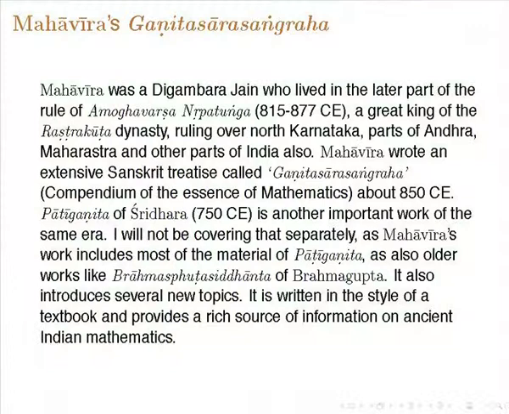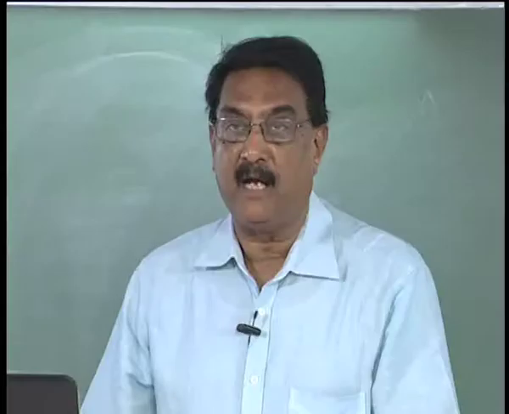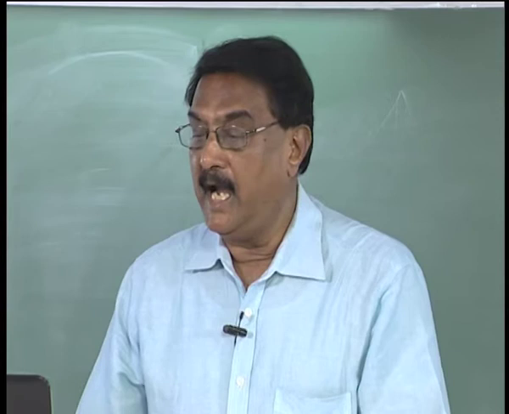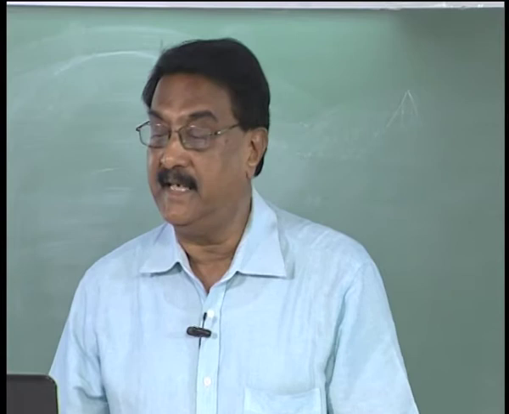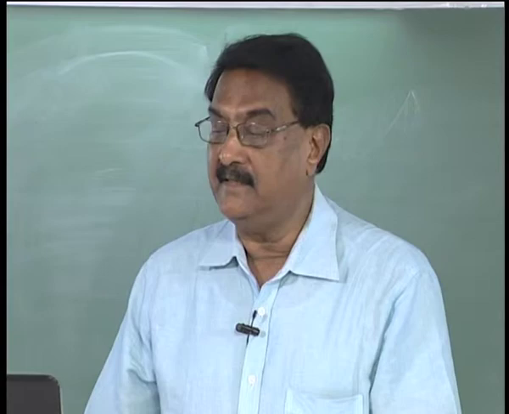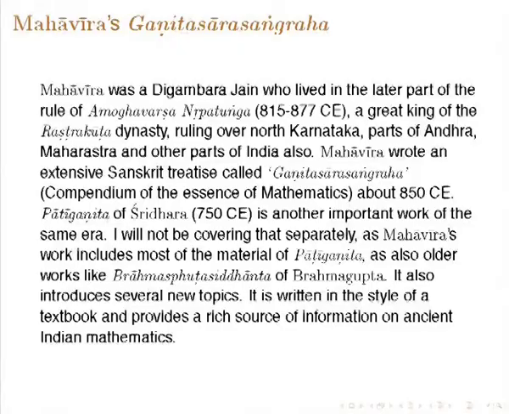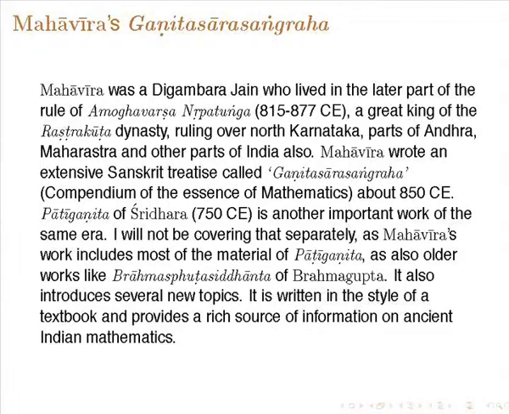So Mahavira was a Digambara Jain who lived in the later part of the rule of Amoghavarsha Nripatunga, 815 to 877 CE, a great king of the Rashtrakuta dynasty, ruling over North Karnataka, parts of Andhra, Maharashtra and other parts of India also. Mahavira wrote an extensive Sanskrit treatise called Ganitasarasangraha, whose literal translation is compendium of the essence of mathematics, about 850 CE.